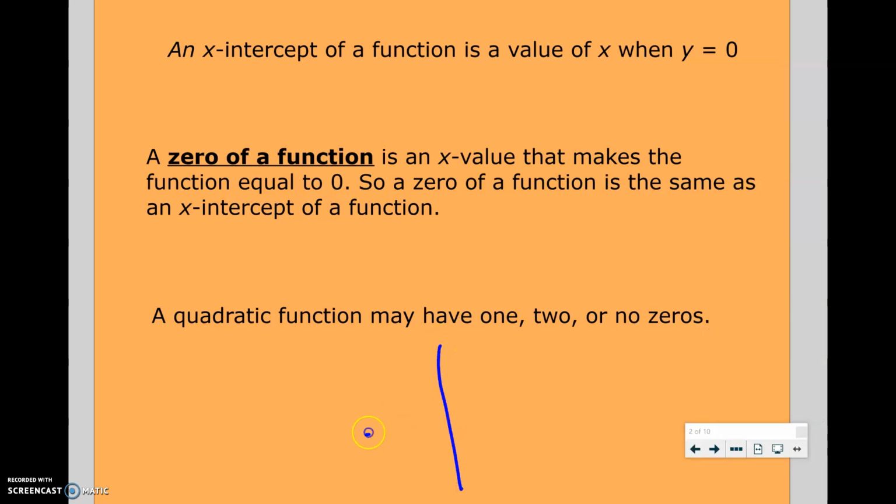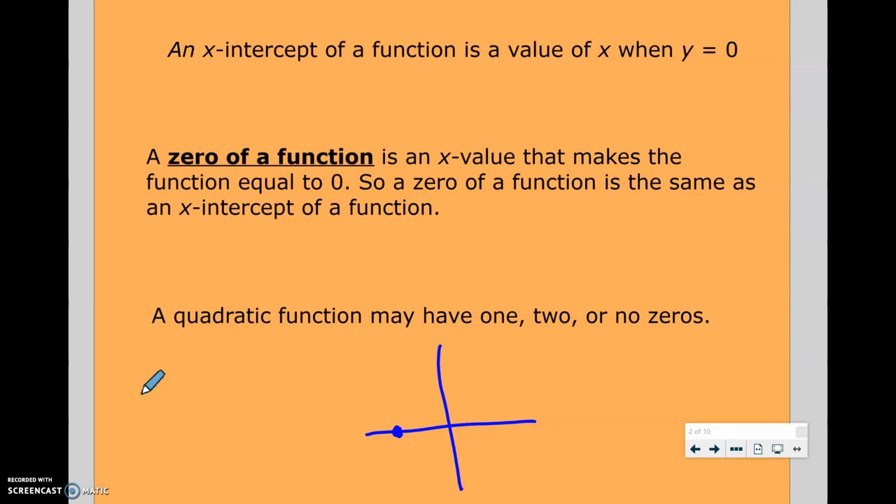So if I'm talking about a graph here, the spot on the graph where x is going to have the x-intercept is on the x-axis here, and this value right here is going to be where y is equal to 0. So the zero of a function is an x value that makes the function equal to 0. So like if I had any sort of equation, when that x value makes the function equal to 0, that's going to be the same as the x-intercept of a function.